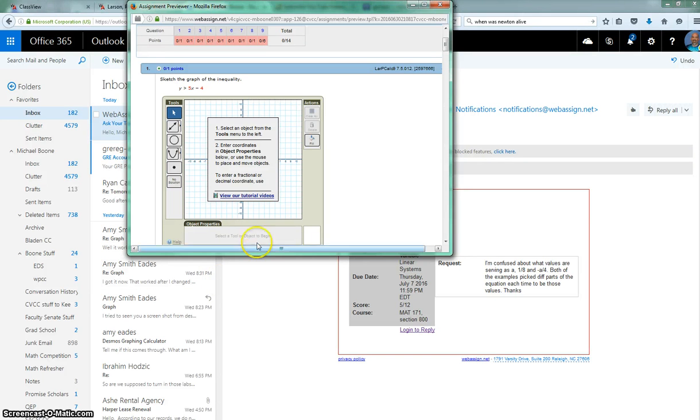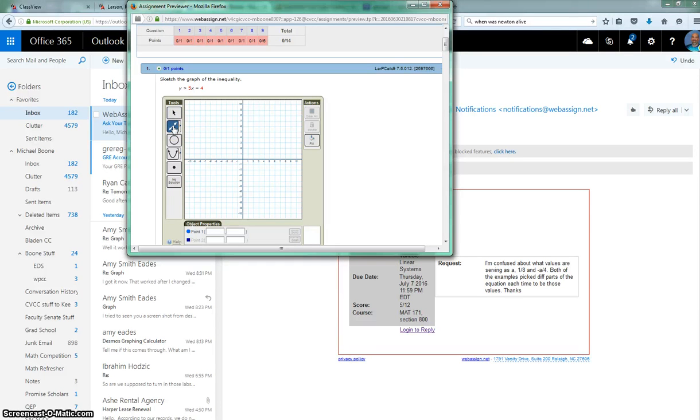Alright, so in Chapter 7, Section 5, we're asked to sketch a graph. It looks very linear, except it has an inequality: y is greater than 5x minus 4. I want to make a line on this graph. I know that it has a y-intercept of -4, and if I plotted points, I could go up 5 over 1, and I would see that it looked similar to this.